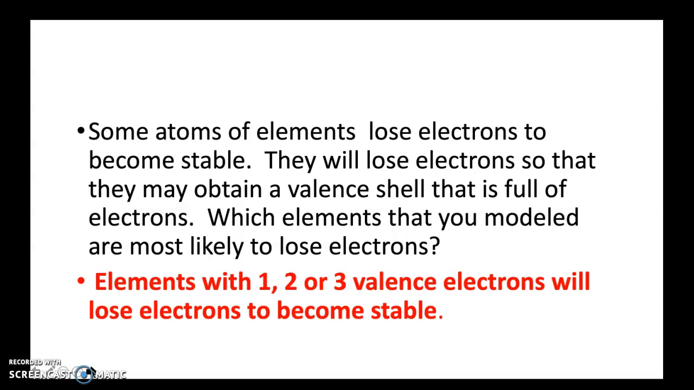And this is a regularity that you'll need to know. This is a broad term that you can use in a lot of different cases. Elements with 1, 2, or 3 valence electrons will lose electrons to become stable. Pretty simple. So take some time. If you need to pause right now and write that down, please write it down because I'm going to go on to the next question. But elements with 1, 2, or 3 valence electrons tend to lose electrons to become stable.